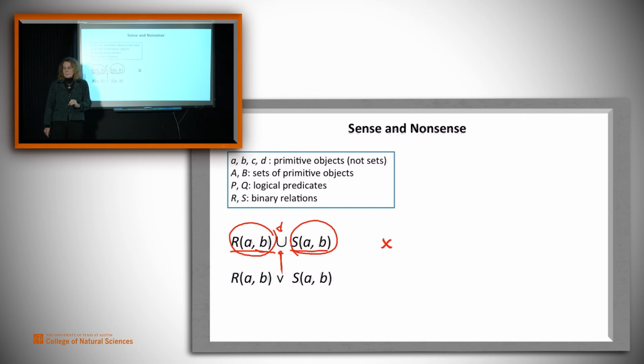Okay? That makes sense. A and B are related by R, or they're related by S. And of course, that means they could be both because this is inclusive or. So this is what we should have written.